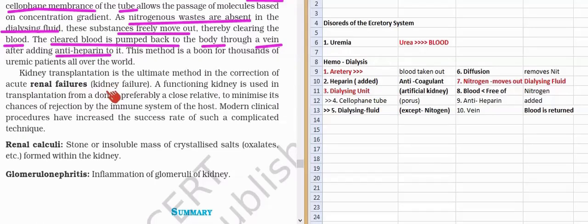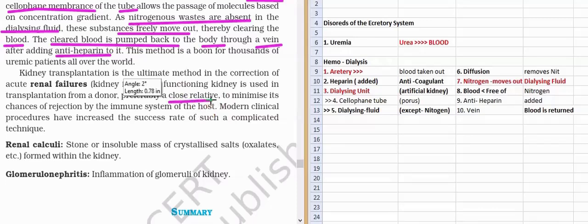If all of a sudden the kidneys fail, due to any reason, they have to replace the kidney. A functioning kidney from a donor is used in the transplantation, means a good kidney, preferably from a close relative, not from outsiders. Our body understands its own cells, and whatever enters the body from outside, our body will assume it to be an antigen, outside material. So that's why it will not accept it, and to minimize the chance of rejection by the immune system of the host, the person who receives the kidney, only a close relative's kidney will be accepted.